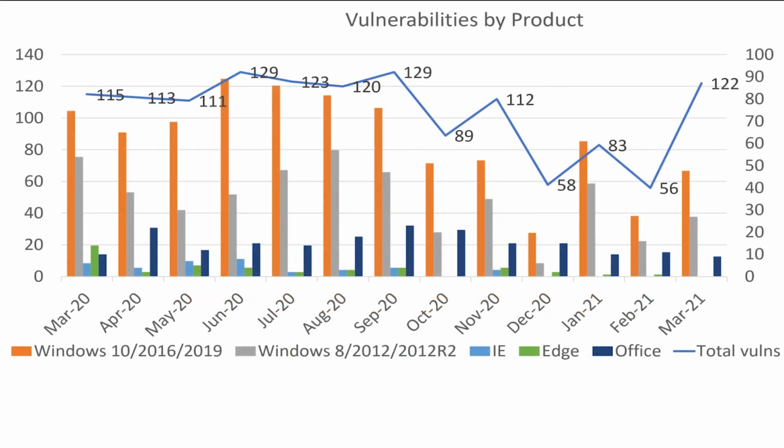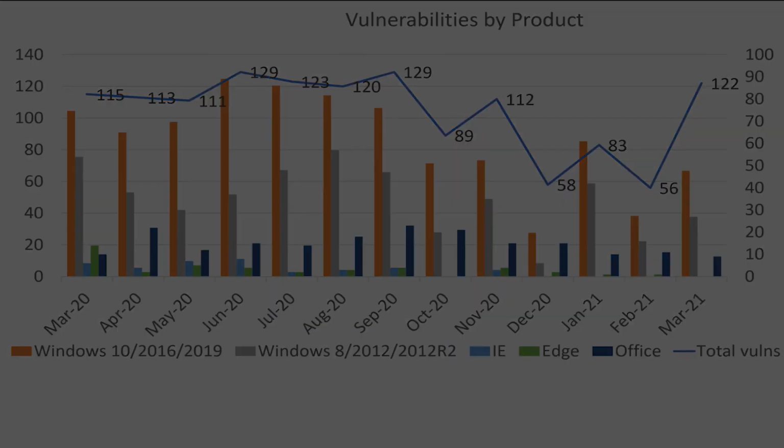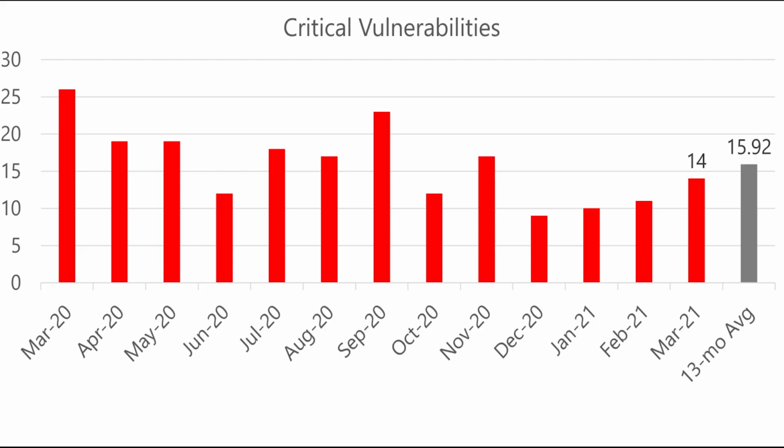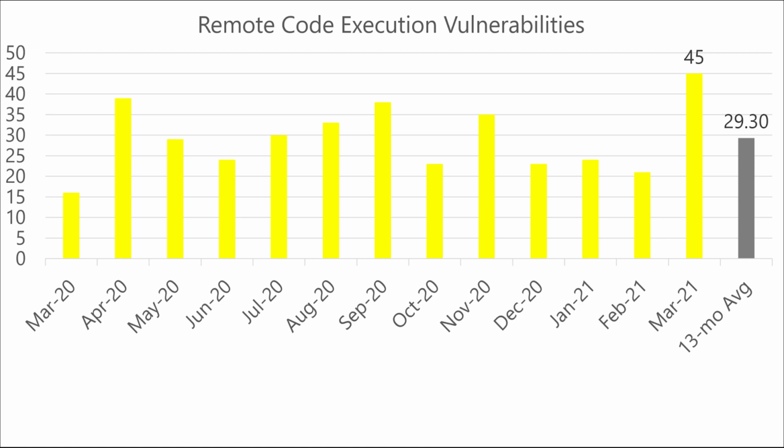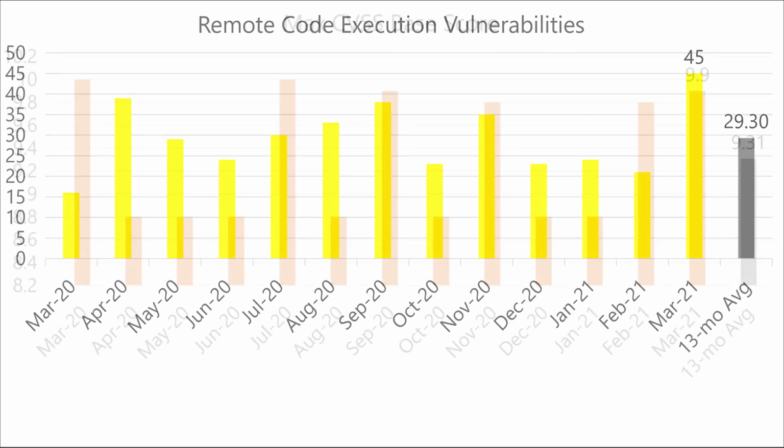So total, we're seeing 122 vulnerabilities being addressed this month, and that's a little higher than our average of 102 over the last 13 months. When we take a look at our critical vulnerabilities, we see 14 vulnerabilities this month that are being addressed, and our average there is around 15.9, so just a little low. As I mentioned though, remote code execution vulnerabilities, we have 45 this month across all the products, and that is well above our average of 29.3.